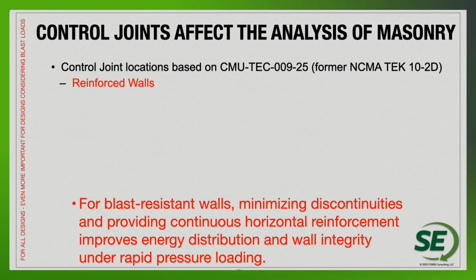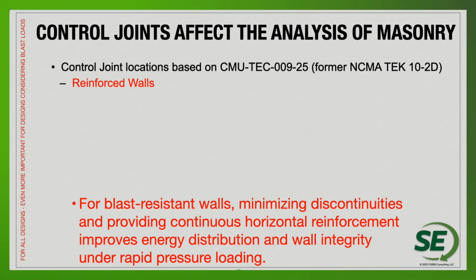Now, for looking at movement joints and the overall effects on the analysis for masonry, we have a tech guide from the Concrete Masonry and Hardscapes Association, CMHA, Tech Guide 9-25, that tells us where the movement joints should go. It's not per se in the code, but it's definitely within this guide. It used to be called NCMA Tech 10-2D and a few other tech guides, but they cover where movement joints would go for reinforced walls.